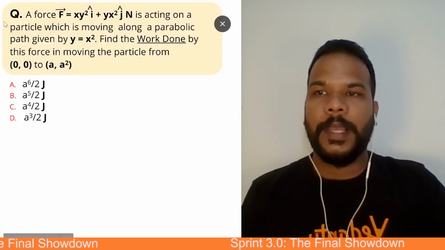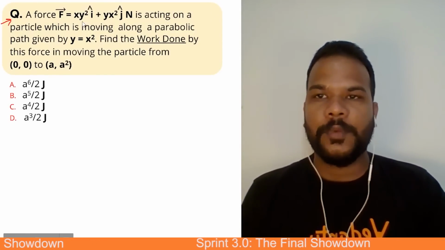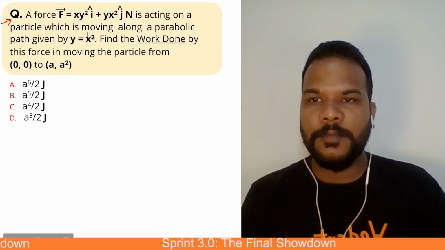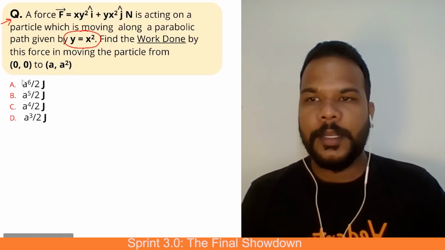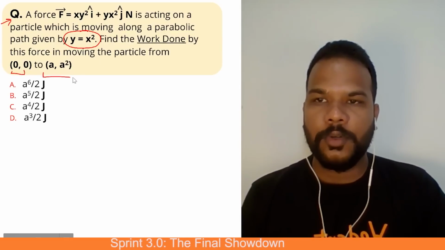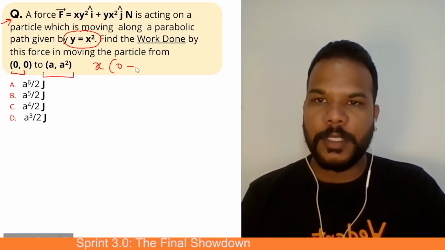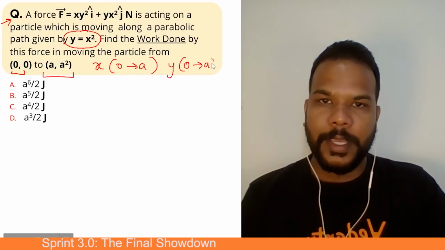Cool, guys. So पहला क्वेश्चन देखते हैं. A force is given to us as x y square i cap plus y x square j cap. It is acting on a body which is moving in a parabolic path y equal to x square. We have to find out the work done in moving the body from 0 comma 0 to a comma a square. मतलब x coordinate is going from 0 to a and y coordinate is going from 0 to a square.